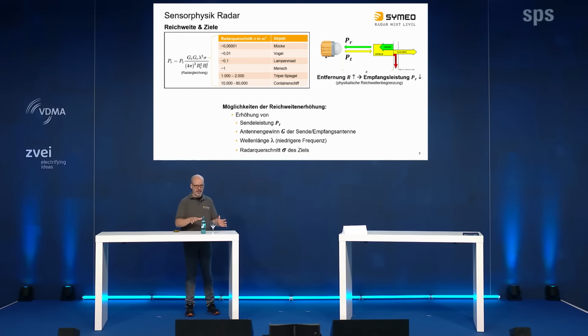A trick to increase the range is to reduce the frequency. The lower the radar frequency, the higher the reach. This has some disadvantages we're going to speak about in a moment. If you want to do that, it's not a good solution. But physically speaking, the lower the frequency, the higher the reach, for the reasons you're all aware of.